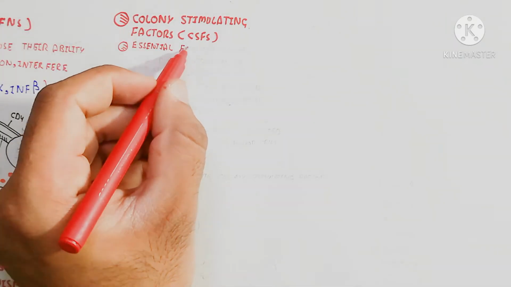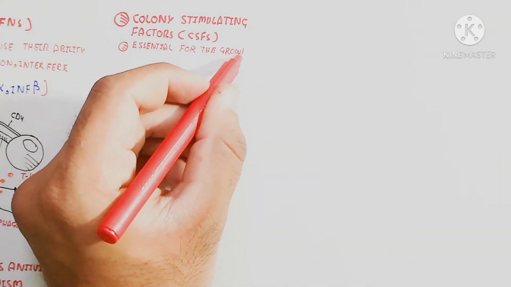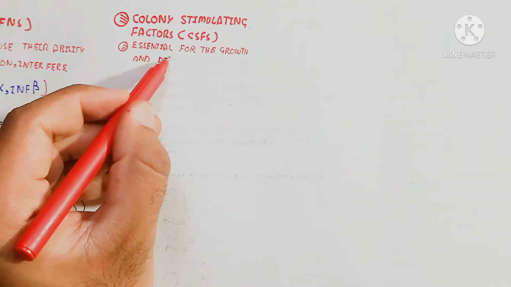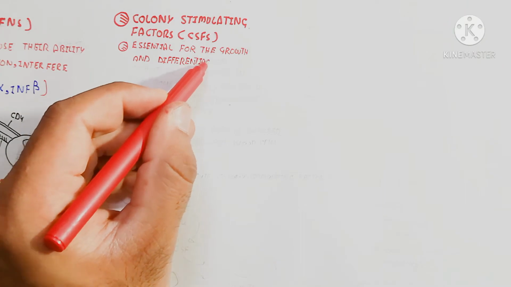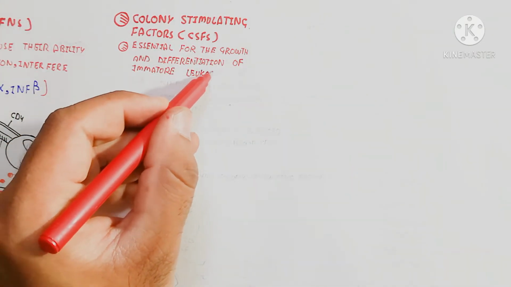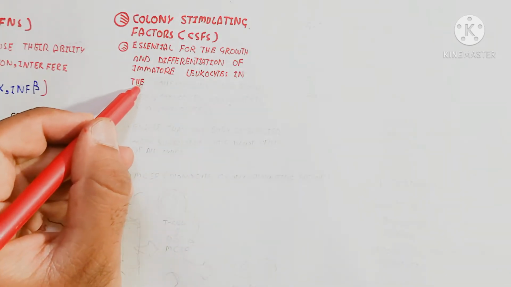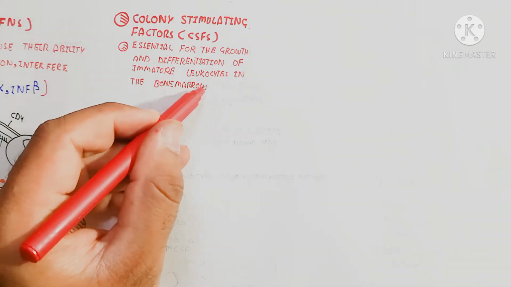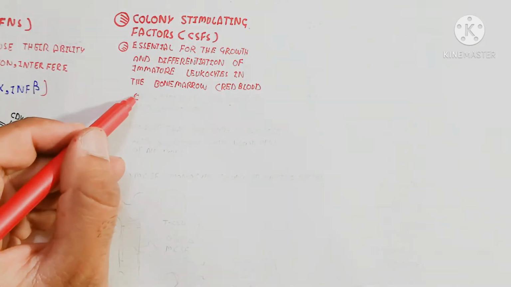So here the colony stimulating factor, CSF, is essential for growth and differentiation. That is the colony stimulating factor. Colony means the colony, and it stimulates the colony and differentiation of immature leukocytes in the bone marrow.